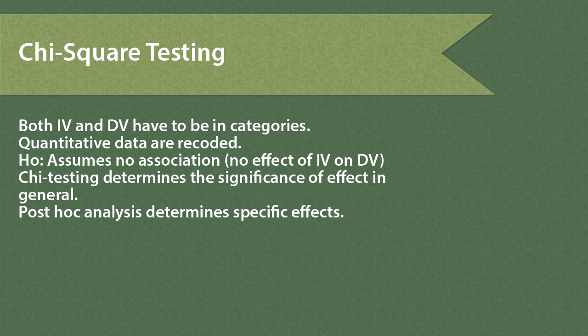The chi-square test assumes no association between variables. In other words, we're assuming as a null hypothesis no effect of the IV on the DV. Chi-square testing determines the significance of effect in general. However, it's the post hoc analysis that determines or shows specific effects.